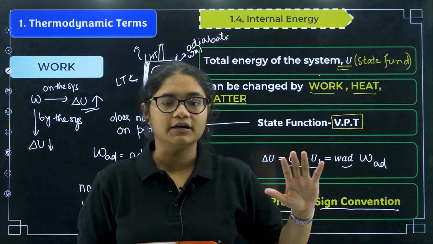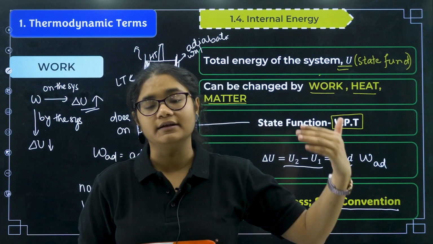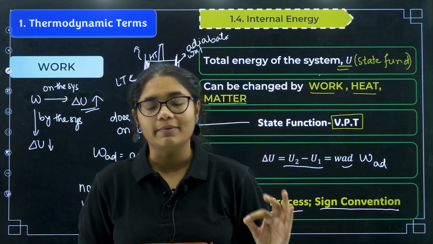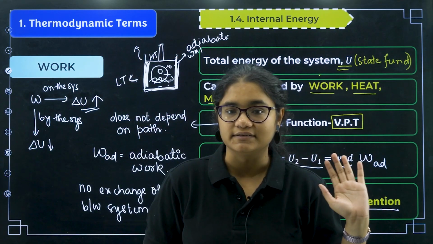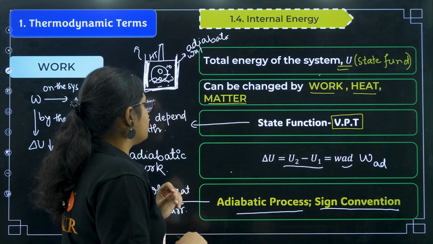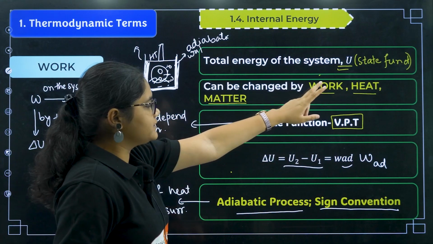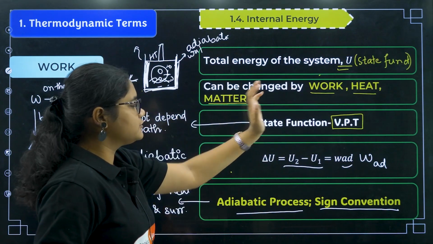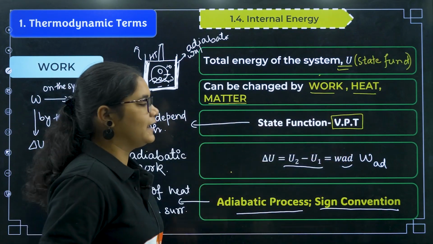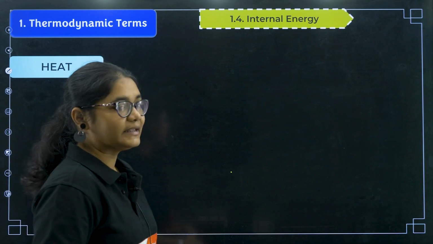Sign convention: work done on the system, internal energy increases; work done by the system, internal energy decreases. Next, I told you we can change the internal energy by work and heat. Matter is also there, but the two major factors are work and heat. So let us now talk about heat.